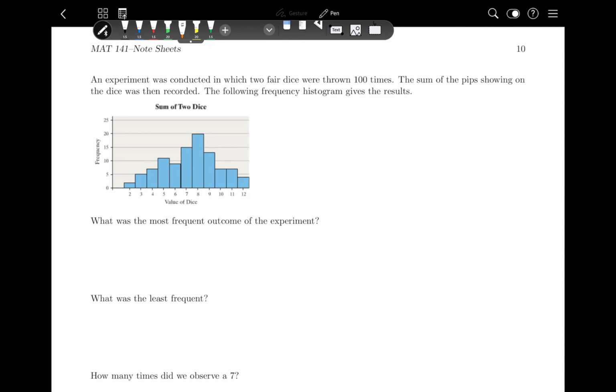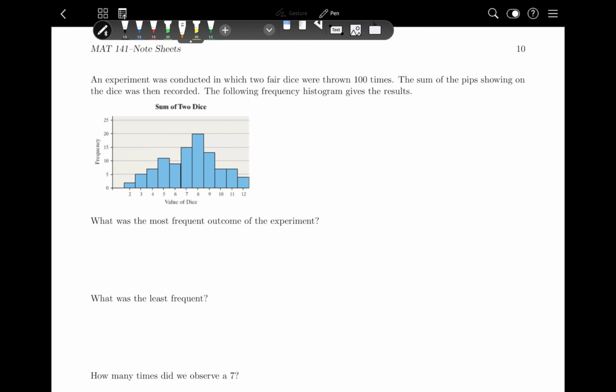So basically what we're looking at here is we've got 2, 3, 4, 5, 6, and so on, and how many times the sum added up to those. And notice that when we only have one data value, when the class has a width of 1, we list the numbers in the middle of the bar. So now we can read this.